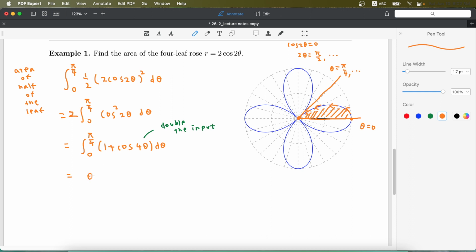Okay, so it should be really straightforward. The integral of 1 is theta. The integral of cosine 4 theta is sine 4 theta over 4. Okay, don't forget the chain rule. Okay, right here, we want to evaluate from 0 to pi over 4. And you notice that when you plug in 0, this is 0, this is also 0. Okay, so let's just plug in pi over 4. So right here, we have pi over 4 plus 1 over 4 sine 4 times pi over 4, that's pi. Well, sine pi is 0, so we get pi over 4. Okay, so that means the area of half of the leaf is pi over 4.